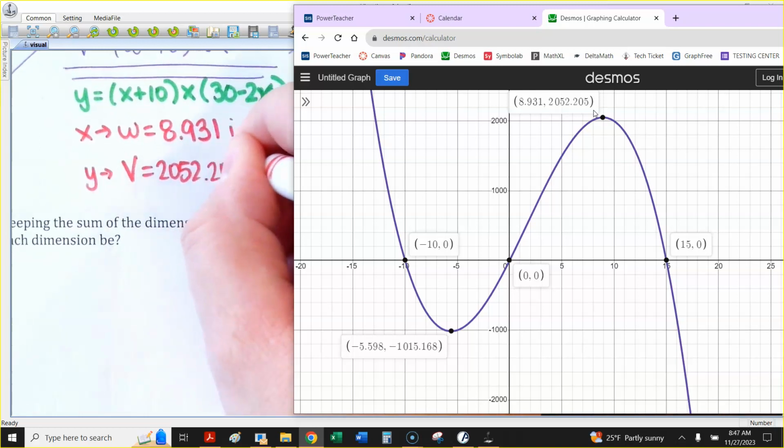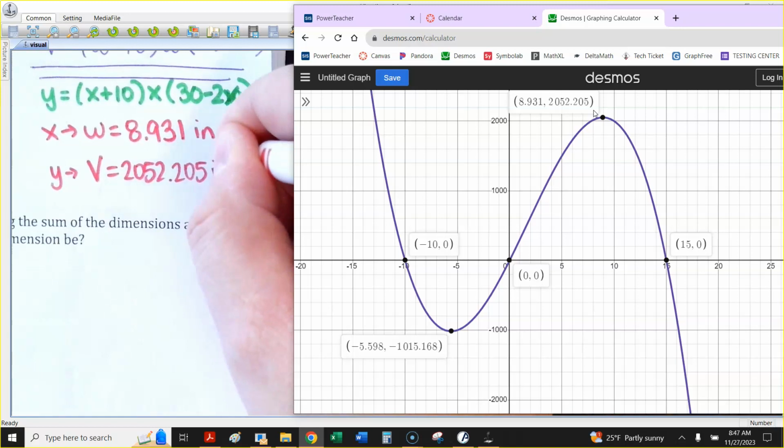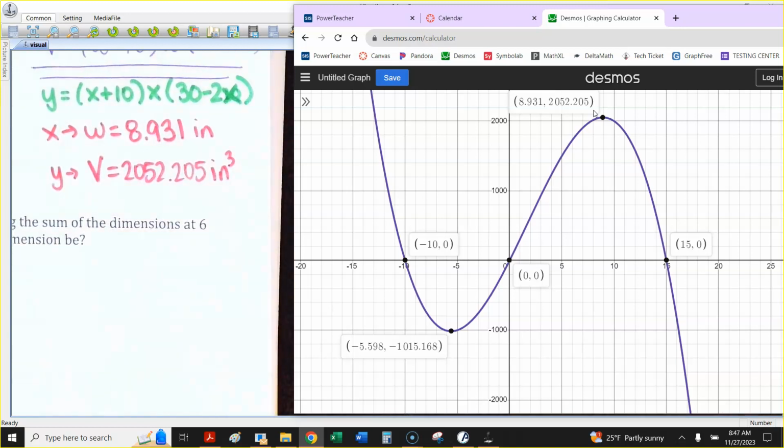2052.205. And anytime you do volume, just as a little throwback from geometry, that's in whatever your dimensions are, cubed. So the volume of this carry-on luggage would be 2052.205 inches cubed. So that's a big bag.